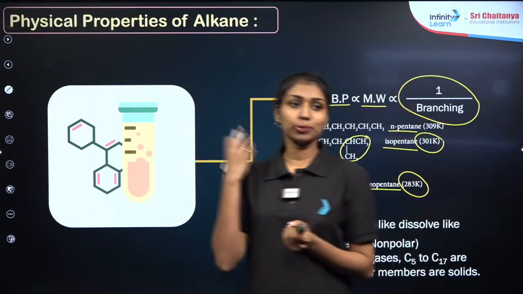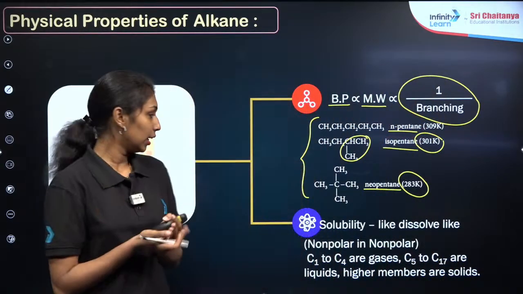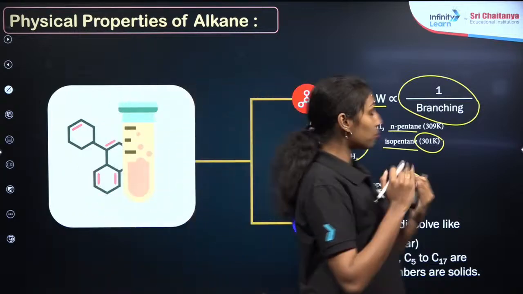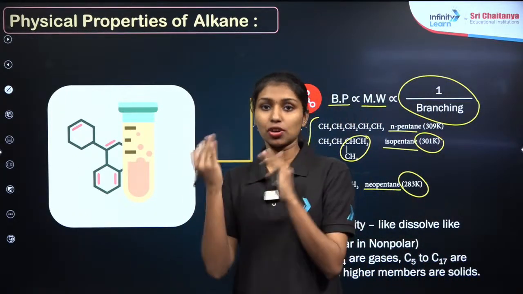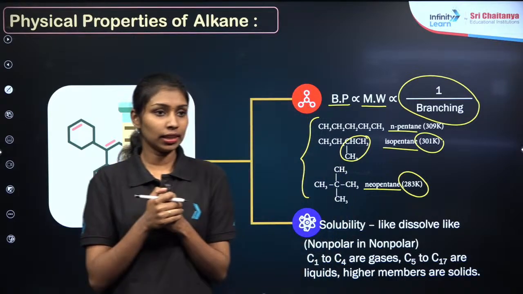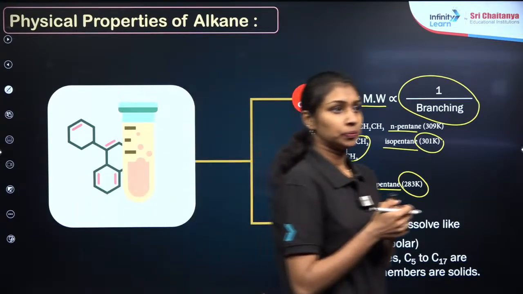There is no need to remember the particular boiling points. You must have the idea about the branching. By the name, you have to identify whether the compound contains branching or not. Clear?